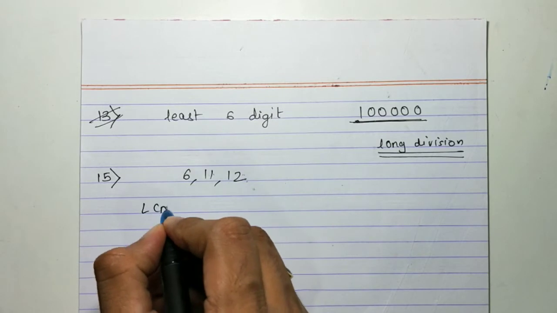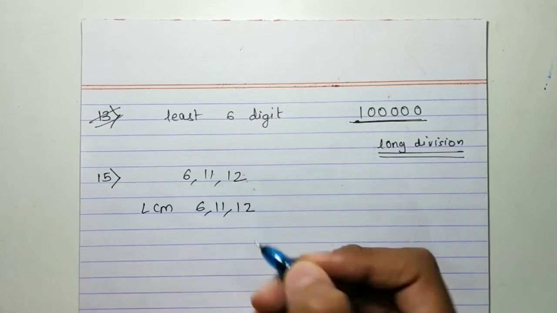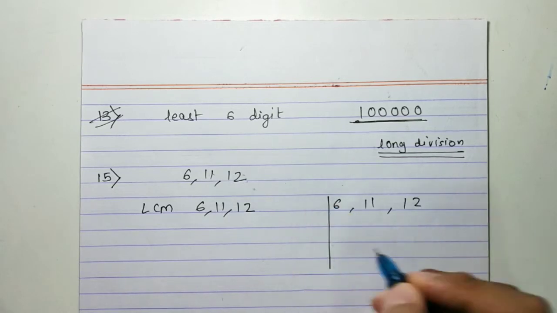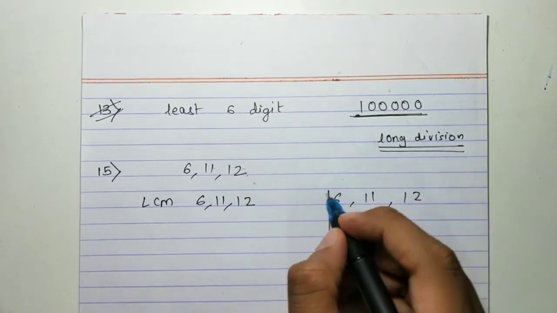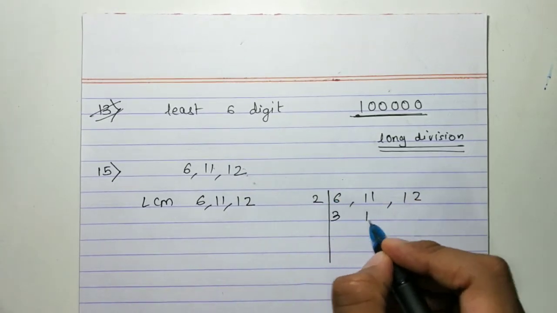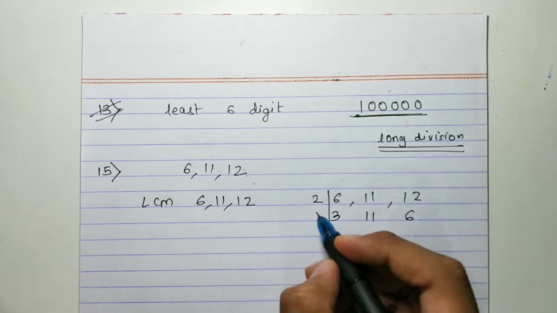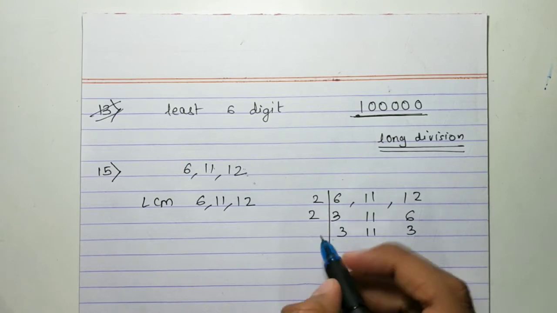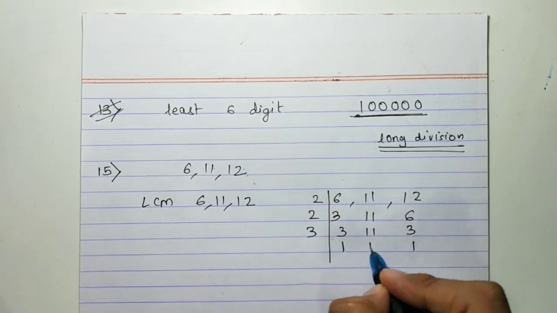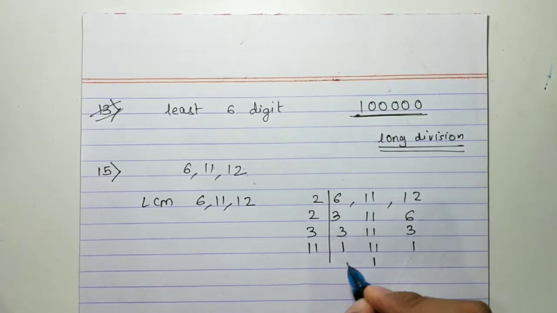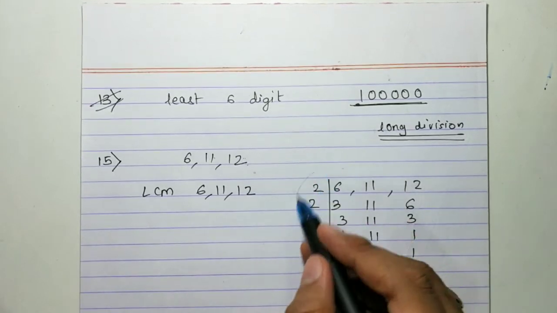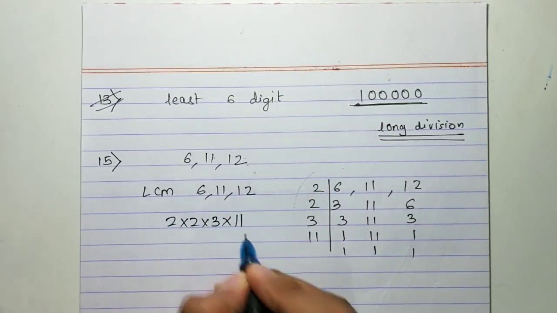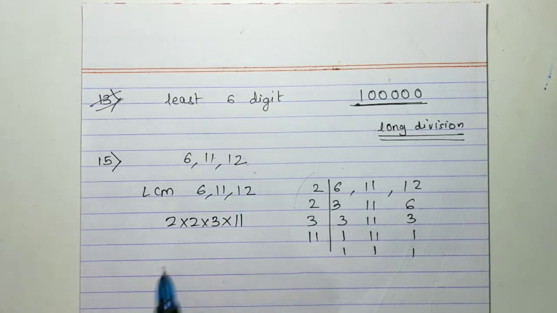What are the steps? First we have to take LCM of 6, 11 and 12. Okay, so LCM of 6, 11 and 12: 2 3s are 6, 11 will come as it is, and 2 6s are 12, 3 will come as it is. So my LCM is 2 into 2 into 3 into 11. Okay, this is the LCM.